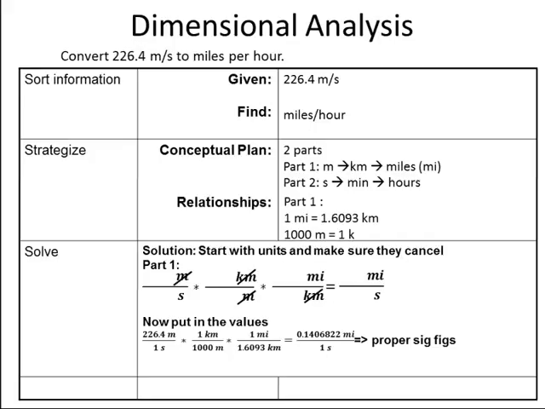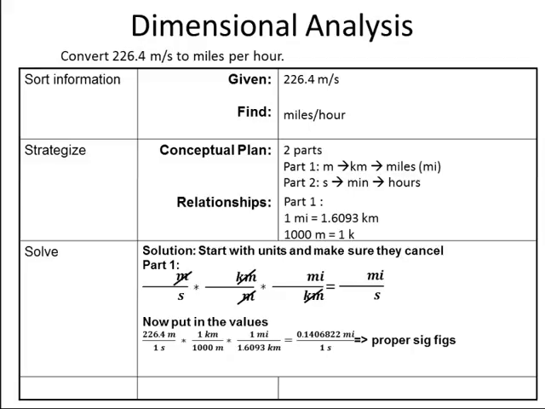Now I want to consider proper sig figs. So in considering that, I've got my initial measurement, which has 4 sig figs, the 226.4. The 1 kilometer over 1,000 meters, I'm not going to concern myself with. Anytime I have a prefix conversion, don't consider it part of determining number of sig figs. It's really just moving a decimal place around. That's all it's doing. The 1 mile over the 1.6093 kilometers, well, the 1.6093 has 5 sig figs.